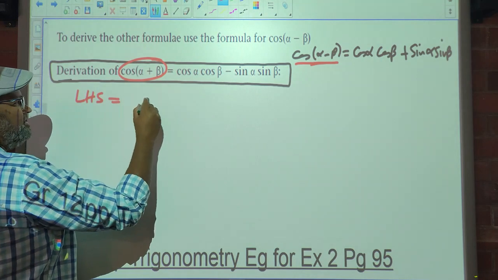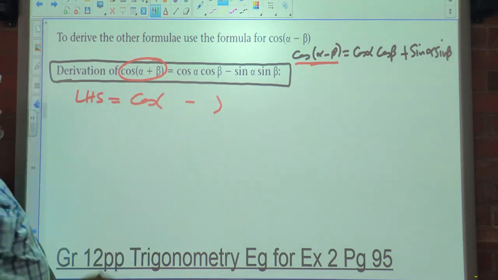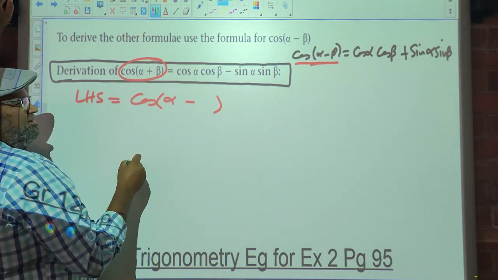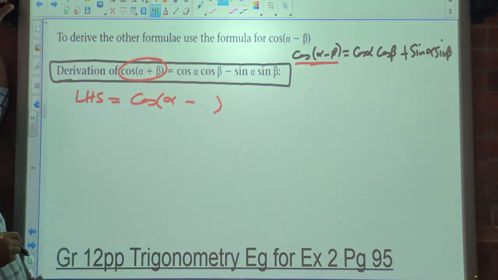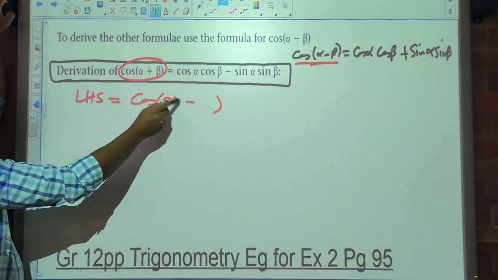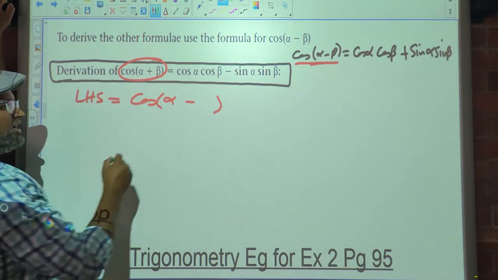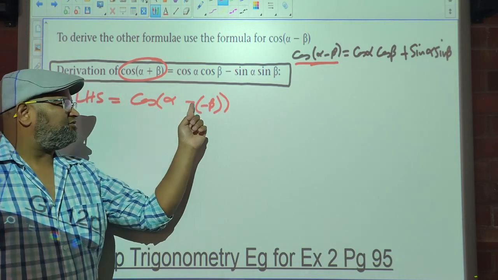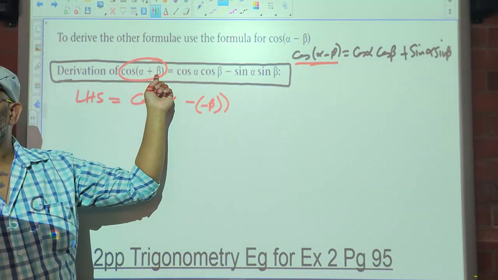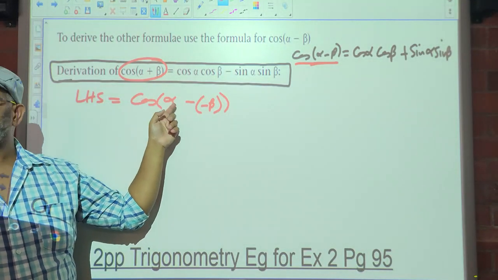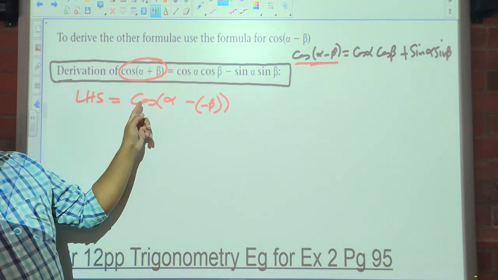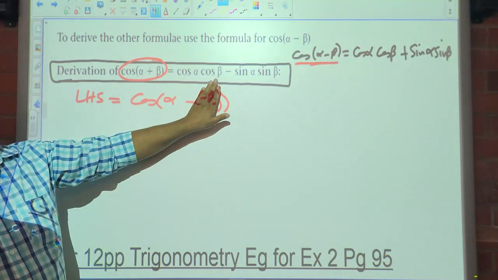To look like cos with a minus in between it. Not going to affect your alpha, but how is that going to affect your beta? How do we get from a negative to a positive? We times by a negative, because negative times negative is of course positive. So have I changed anything here? No. So I also now conform with cos of alpha minus whatever beta is, whatever that angle is.